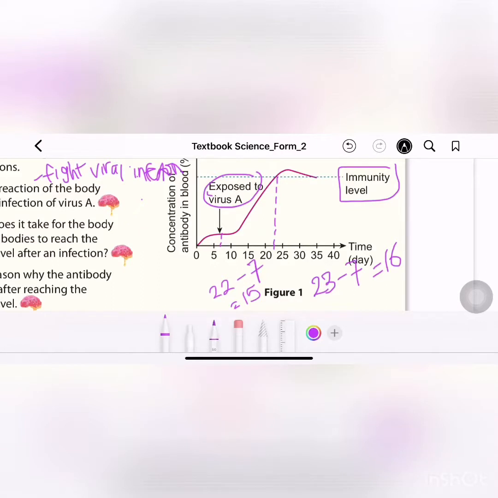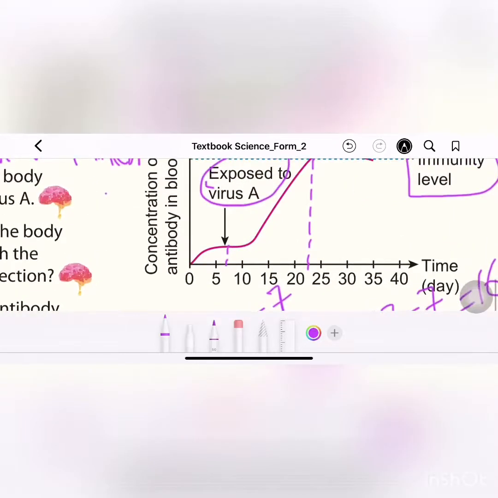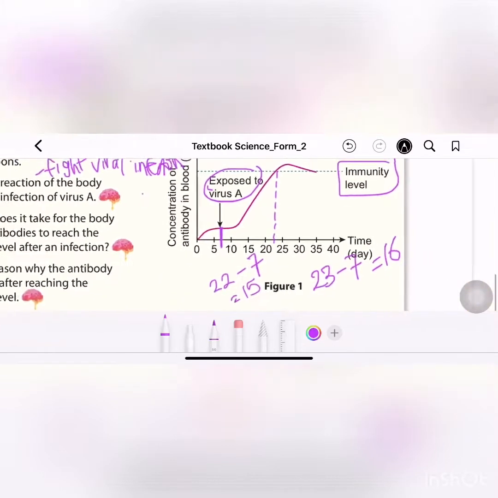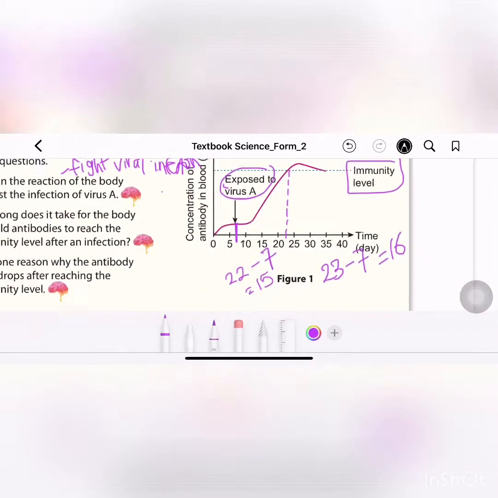So I accept if you write your answer 15, 16, 17. Not 40 days. Because this is the arrow showing the person exposed to virus A on this day, which is, we're not sure, this is 6 or 7. Doesn't matter, as long as the answer is 15 or 16 or 17 like that.